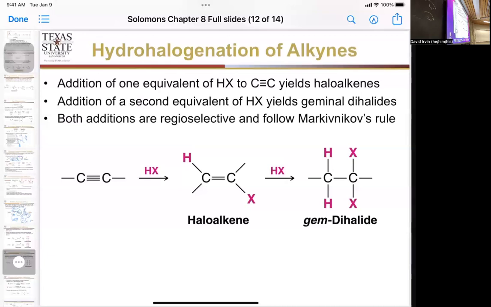So now we have to think in our toolbox here. Oh, I can get vicinal dihalides from alkenes. I can get geminal dihalides from alkynes. So this is where we're going to prepare you for next semester, in the fact that you're going to start using all these reactions to get more and more selective in the reagents you use. Okay, but it does follow Markovnikov's rule.